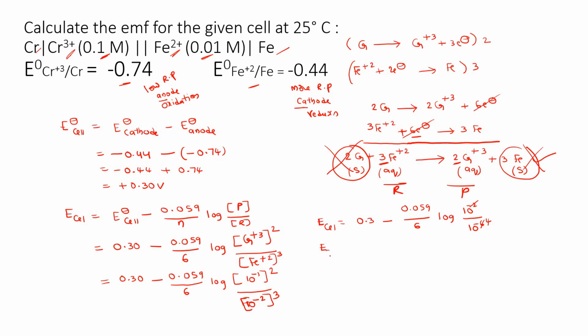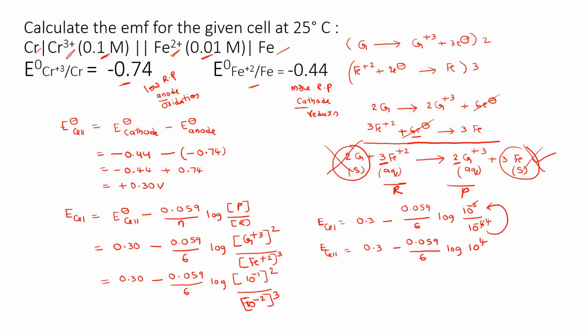So what we get here? E cell is equal to 0.3 minus 0.059 by 6 log here 10 to the power of minus 4. When it comes here what happens? It becomes here, numerator becomes here 10 to the power of 4 we are going to get.